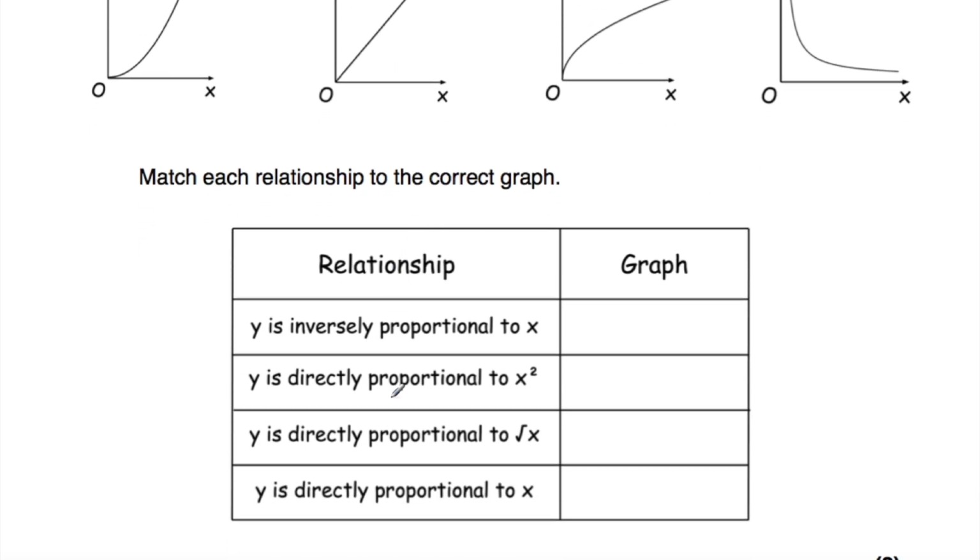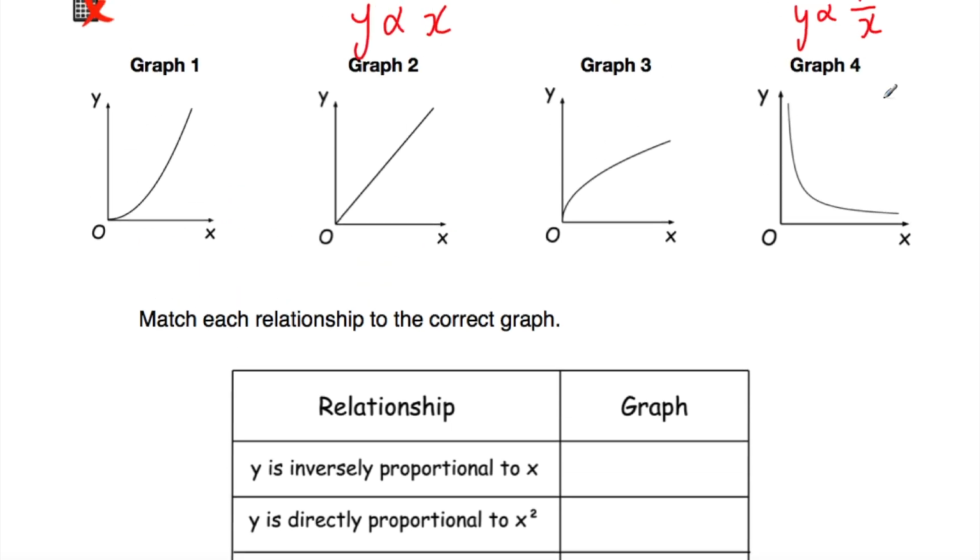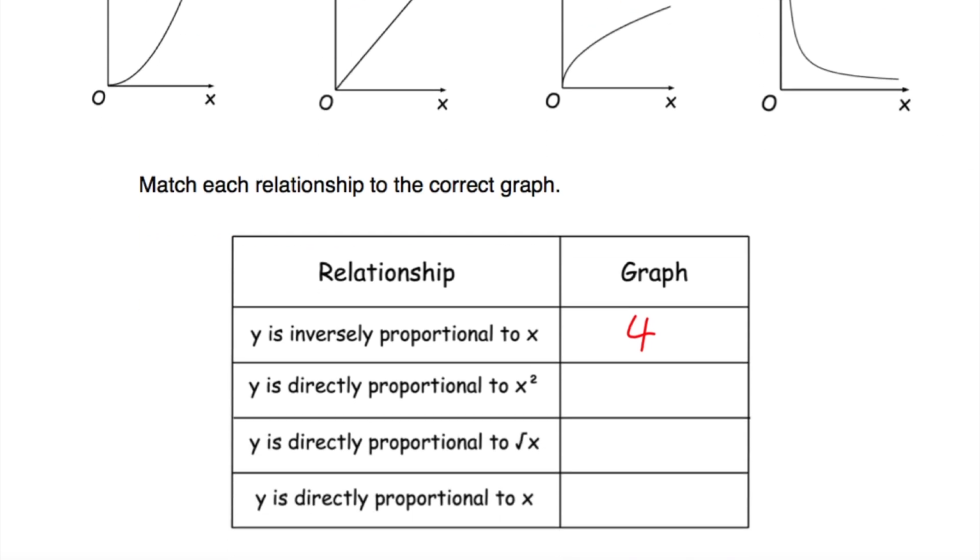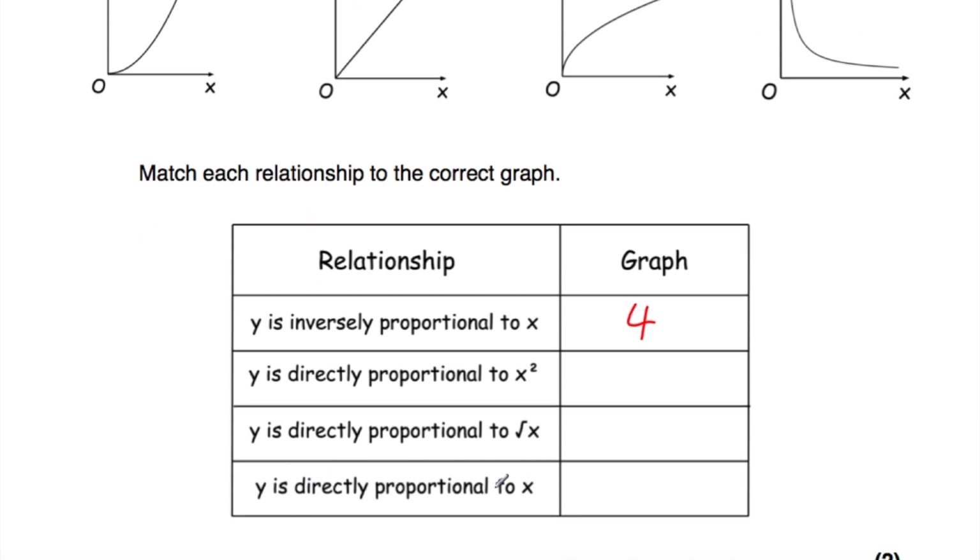So here we've got 4 relationships. y is inversely proportional to x. Well, we had that one already. This is the inversely proportional one, so that's going to be graph 4. Let's look for graph 2. That's directly proportional, so y is directly proportional to x would be this one here, so that's going to be graph 2. Okay, our next one, we've got y is directly proportional to x squared.